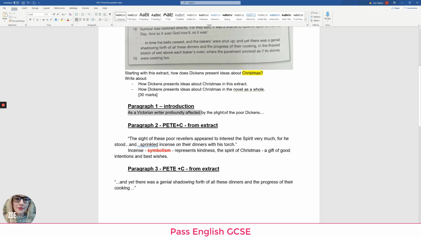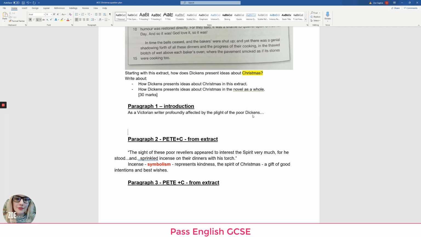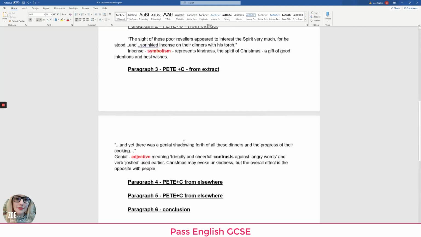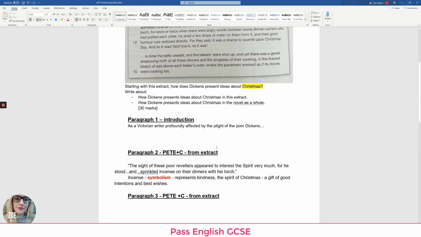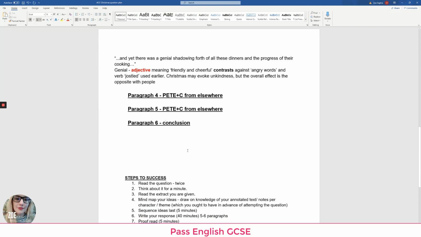You can leave a gap between paragraph 1 and 2, because you'll probably write it and then come to the end and think, do I want to put my key techniques? So, the way he presents Christmas, in the conclusion or the introduction. You can do it either way. You can reference techniques here or in the conclusion or both.